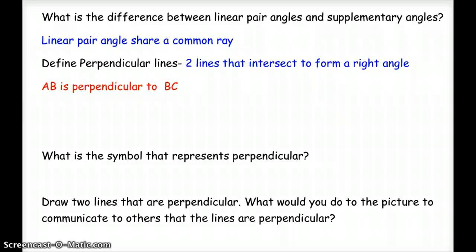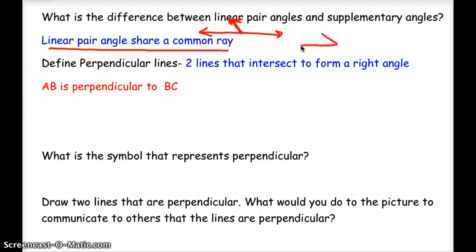Let's take a look at the next part. It reads, what is the difference between linear pair angles and supplementary angles? Linear pair angles share a common ray. So a linear pair must be connected, must be adjacent. This is the common ray. Supplementary angles don't have to be connected.